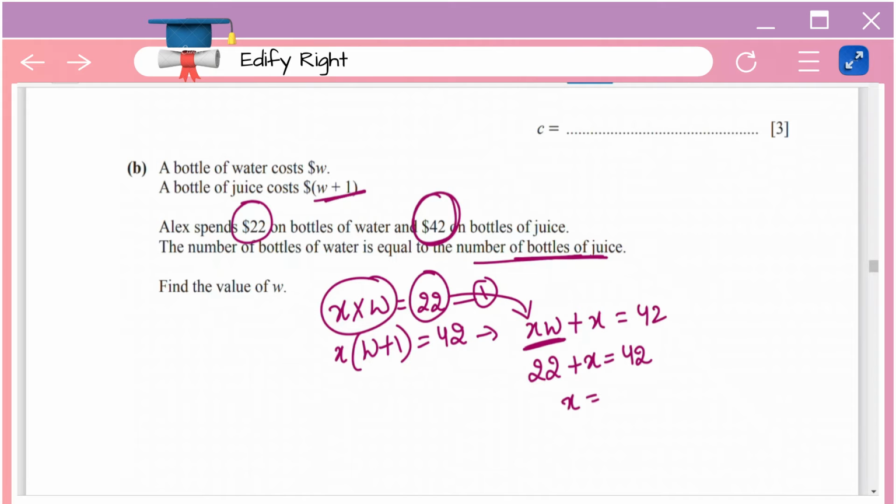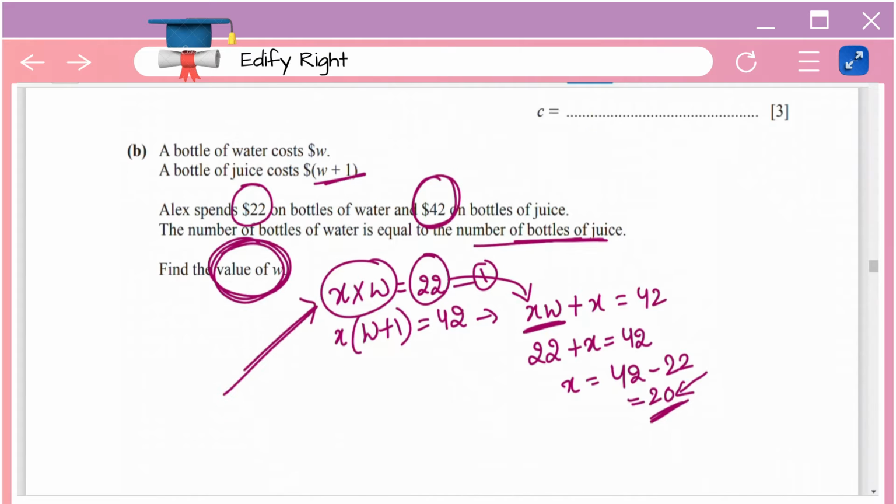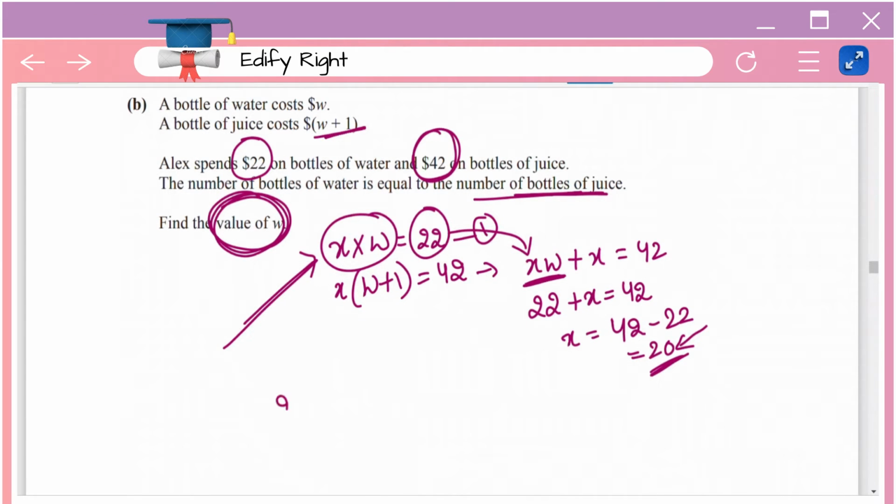So when you solve this, you get X equal to 42 minus 22, which is equal to 20. That's the value of X. But what they want you to do is find the value of W. So what you're going to do is take this value of X and substitute it in the equation. So let me just substitute it in the first equation over here. So that is 20 times W equal to 22. W equal to 22 upon 20, which is equal to 1.1.